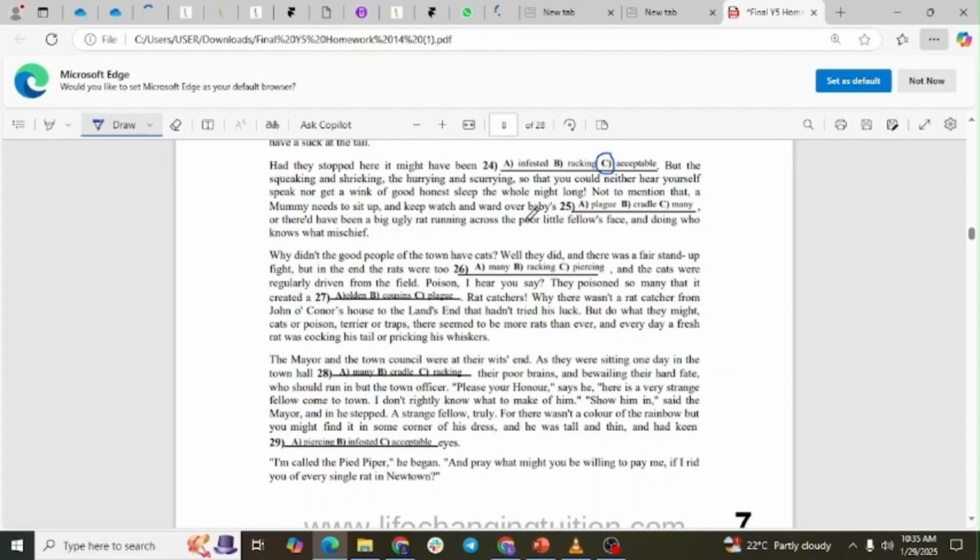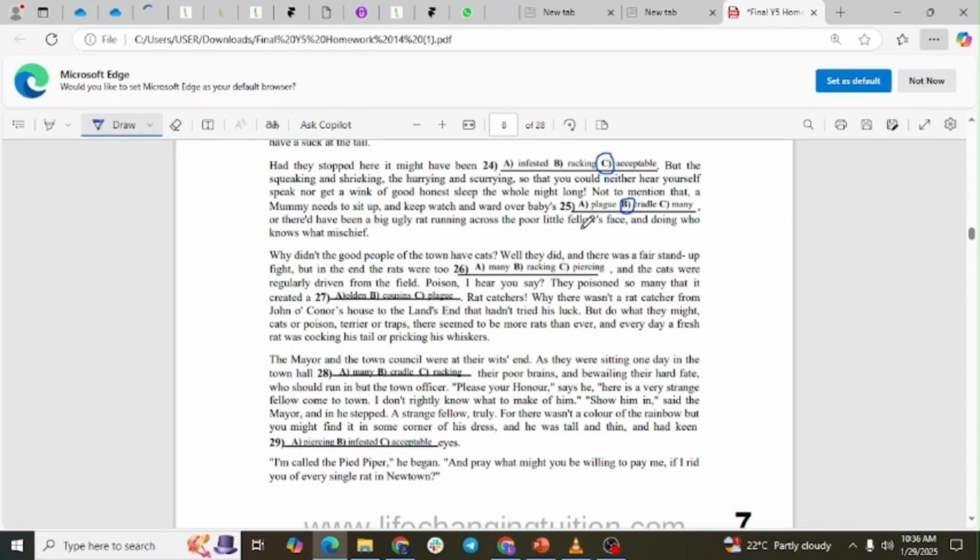Question 25. And keep watch and ward over babies blank. Options: A. Plague, B. Cradle, C. Many. Answer: B. Cradle. Explanation. A baby lies in a cradle. Plague, or many, do not refer to a baby's bed.